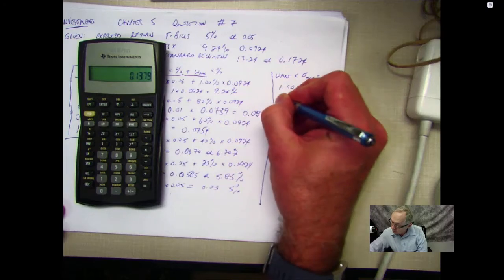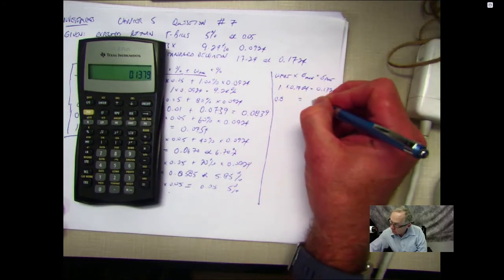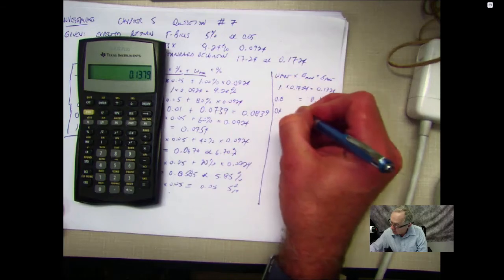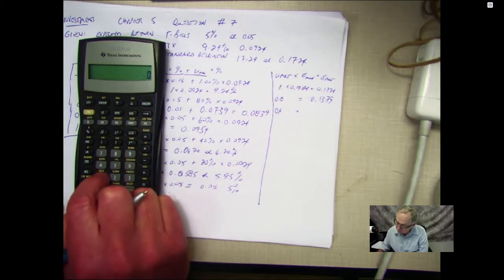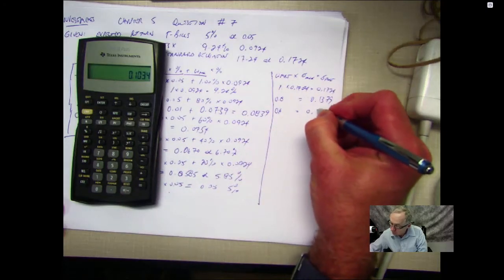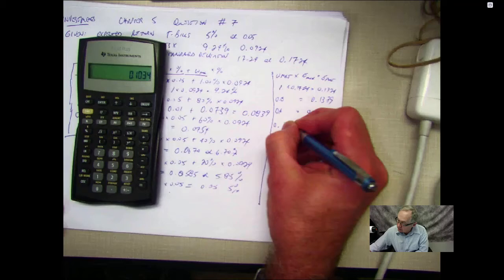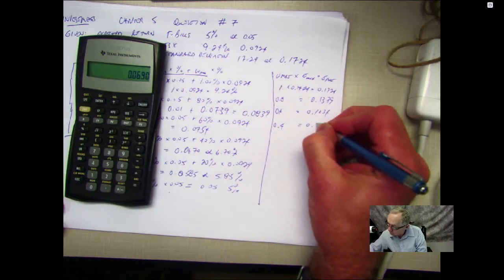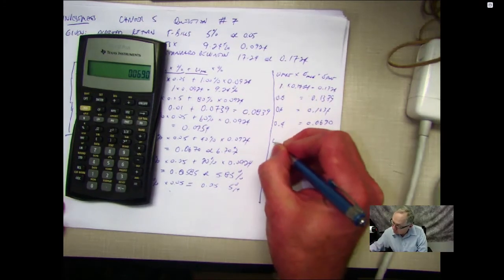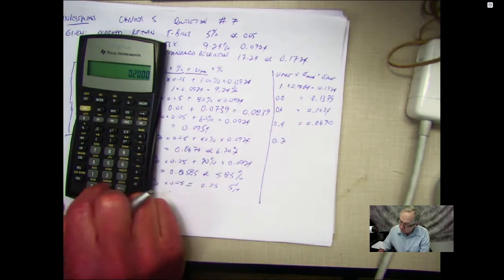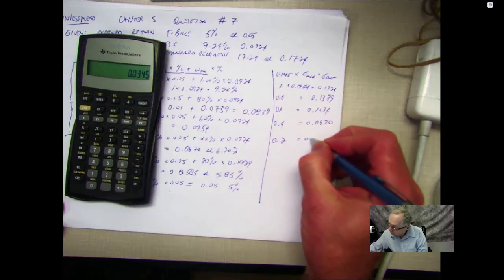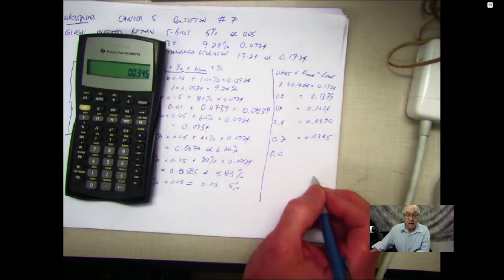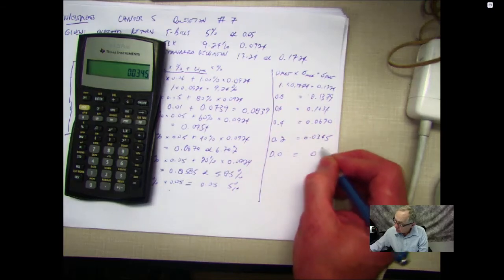So fully in the market, now 80% in the market, 0.1379, 60% in the market, 40% in the market, 20% in the market, and finally nothing in the market, and of course our standard deviation falls to 0 for that.